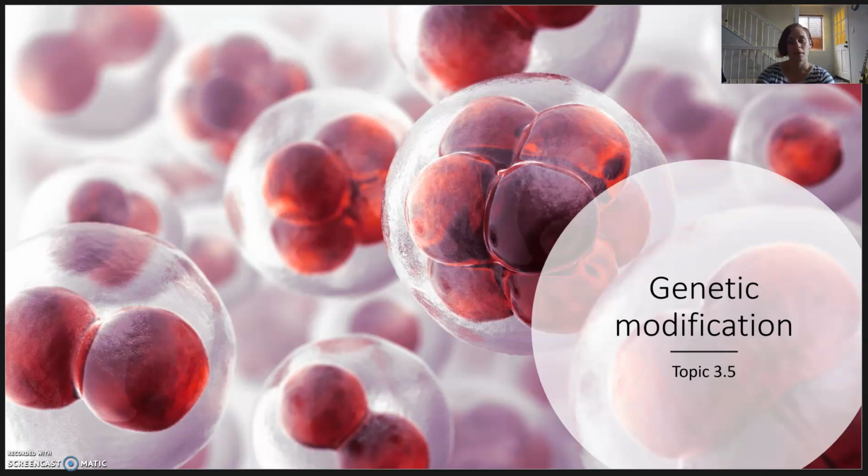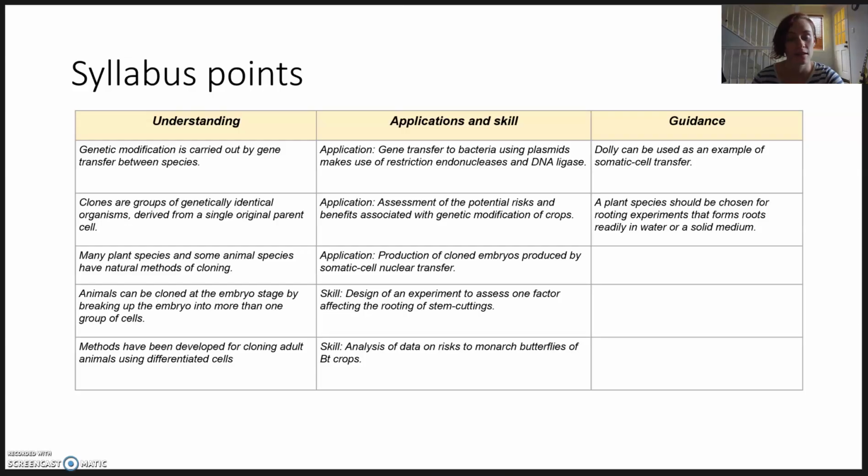All right, in this lesson, we are learning about genetic modification and cloning. This is topic 3.5, but remember, it is only about half the topic. 3.5 dot points. Genetic modification and cloning are covered in this lesson only.